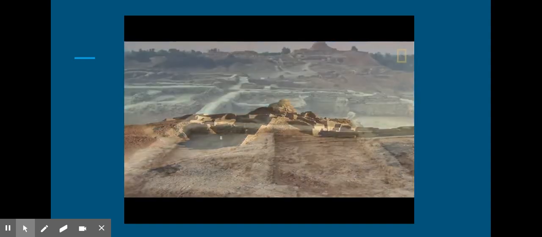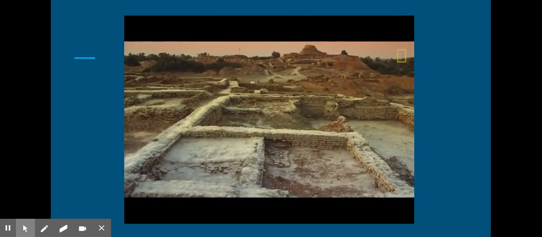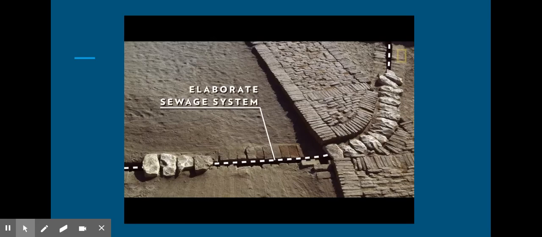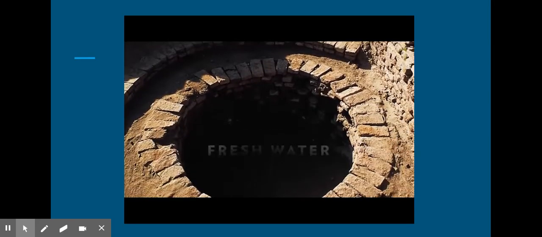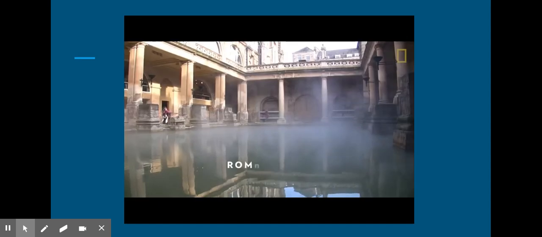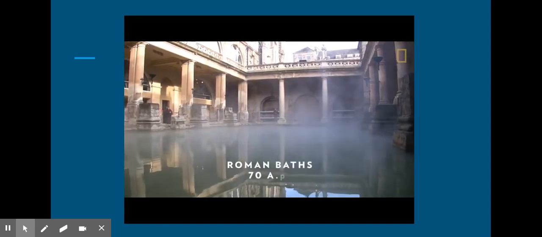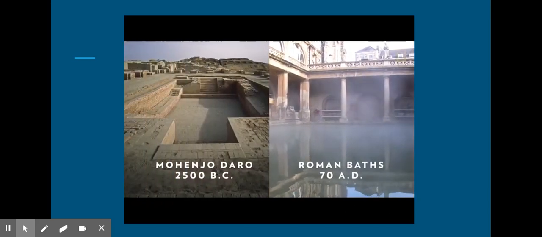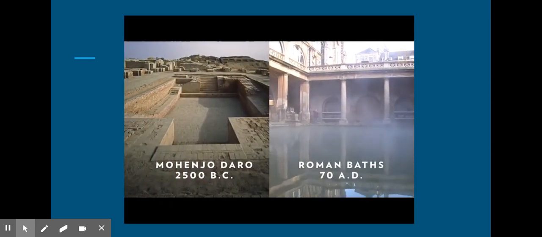Mohenjo-daro also had a sophisticated water system. Houses had baths and toilets, and the town featured both an elaborate sewage system and fresh water in 700 wells throughout the city. The Roman baths, some of history's most famous waterway systems, weren't constructed until many hundreds of years after Mohenjo-daro's Great Bath.